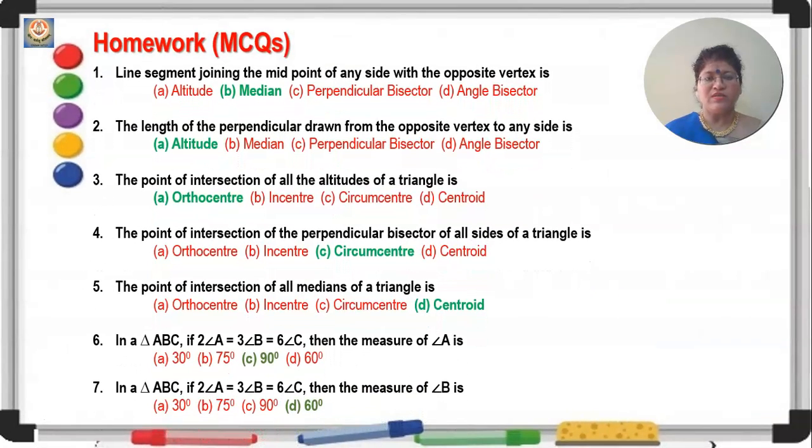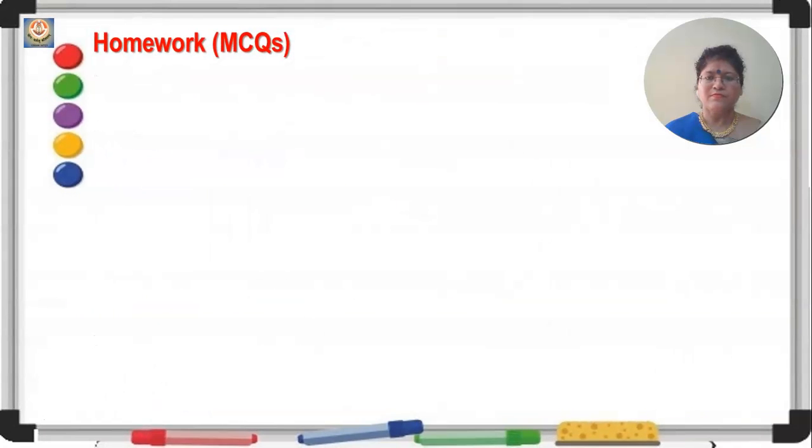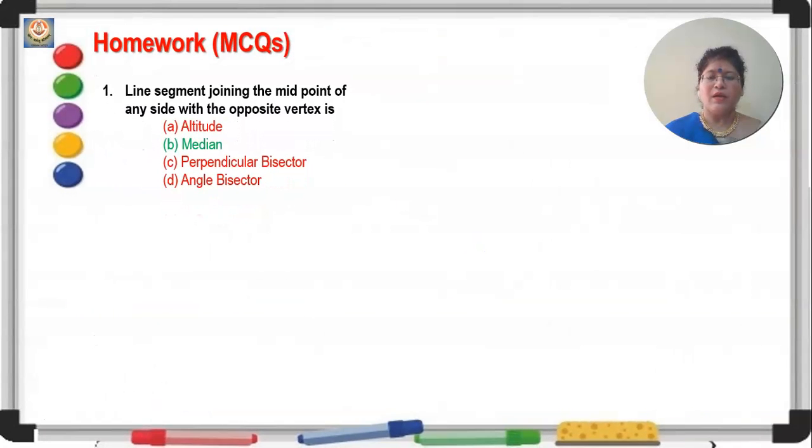Now these were the 7 questions that were given as homework. I hope you have already solved them. The one in green is the solution to the questions. Let us discuss that. Line segment joining the midpoint of any side with the opposite vertex is called the median.